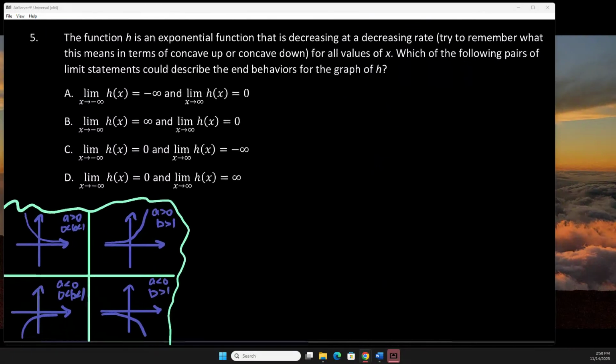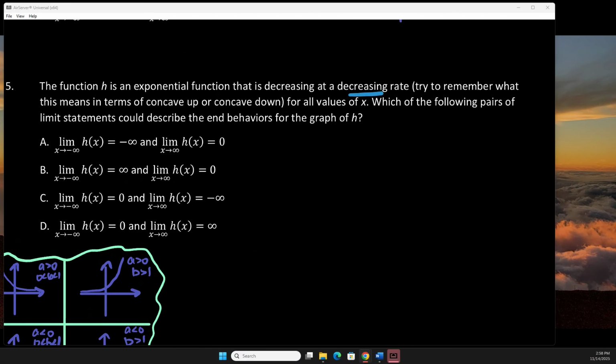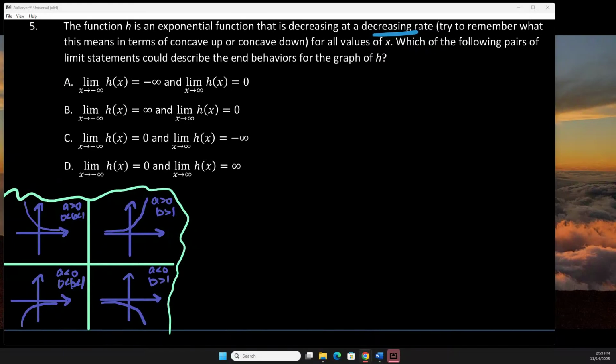All right, number 5. The function h is an exponential function that is decreasing at a decreasing rate. Try to remember what that means about concavity. So decreasing rate means the rate of change is decreasing, and that means the function is concave down. So decreasing rate automatically means concave down. So the whole function is decreasing, and there's a decreasing rate. It's going to look like this one right here. So it's going to be falling and concave down.